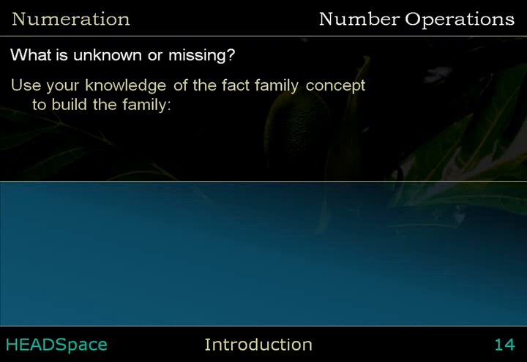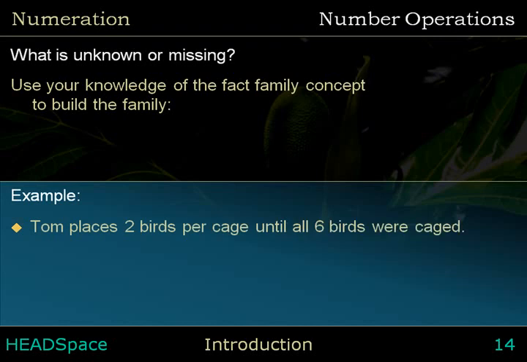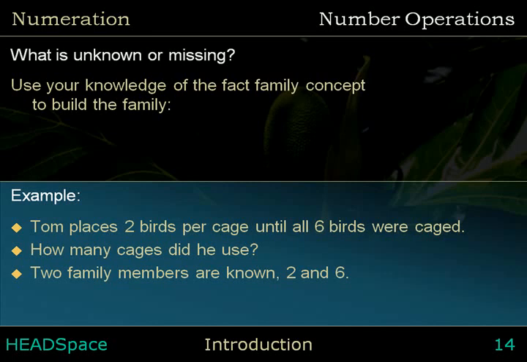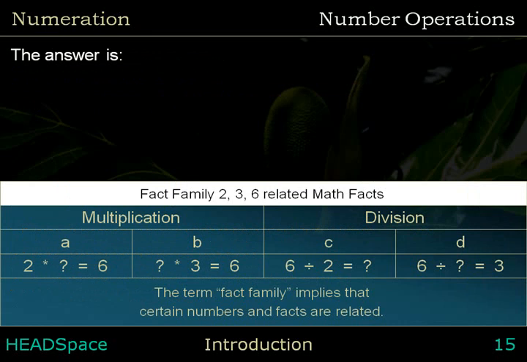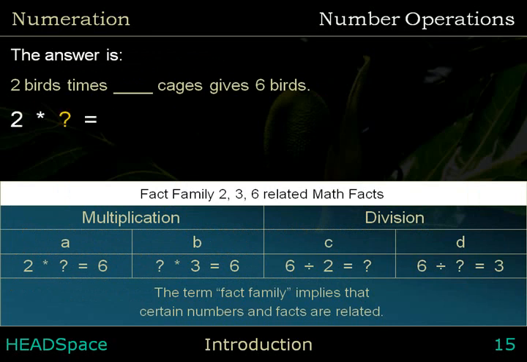Use your knowledge of the fact family concept to build the family. Example. Tom places 2 birds per cage until all 6 birds were caged. How many cages did he use? 2 family members are known, 2 and 6. What is the third? The answer is... two birds times unknown cages gives six birds. Two times unknown equals six.